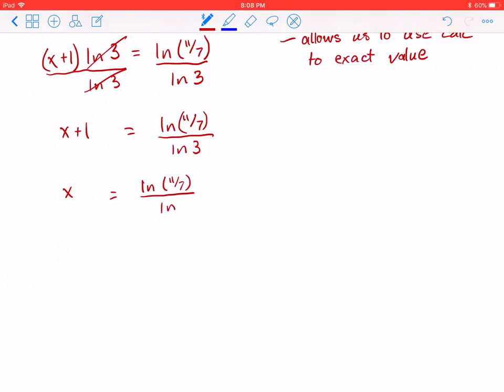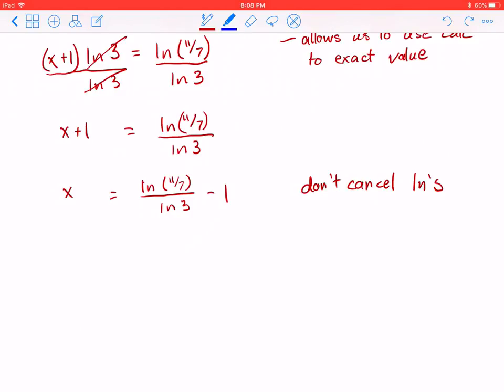And then we have ln of 3 minus 1. Now, something to note here is don't cancel the ln's, because remember, ln by itself means nothing. So this ln belongs with this 7 over 11, and this ln belongs with this 3. So don't just cancel the ln's. They have the numbers that they belong with.